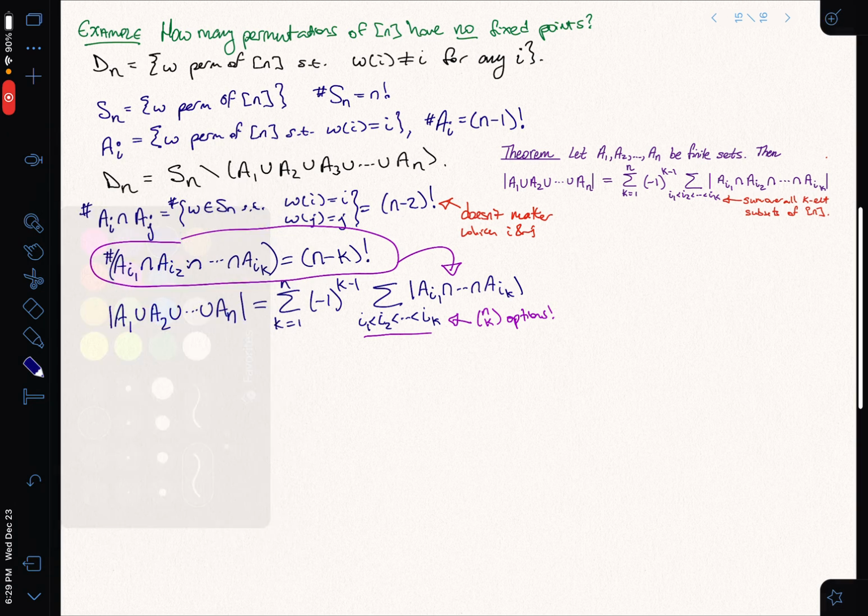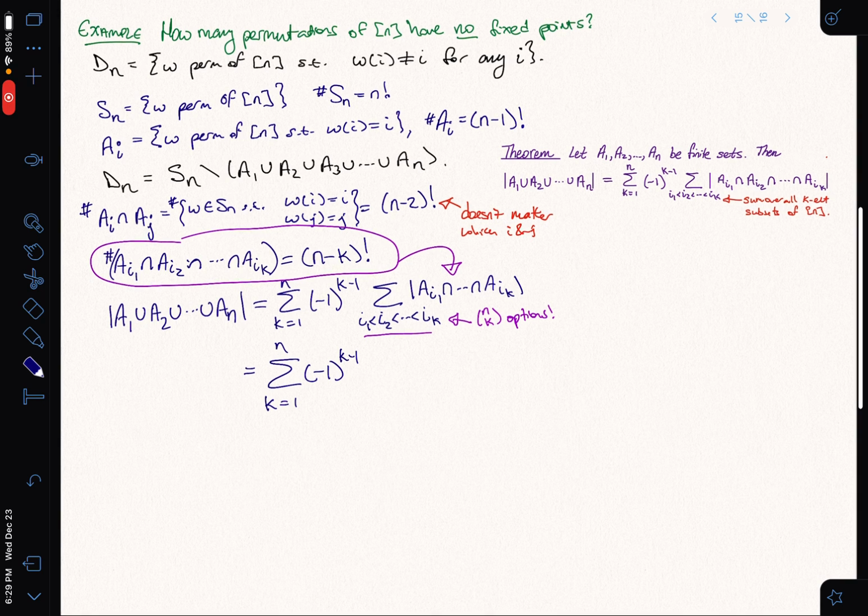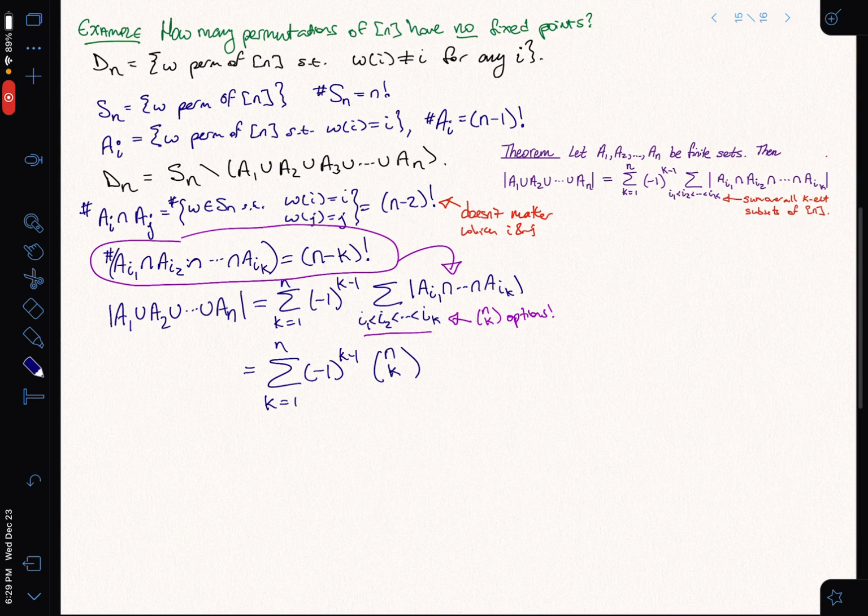Okay, so what does that give me? That means that I'm going to get the sum from k equals 1 to n of (-1)^(k-1). And then instead of the summation, I know how many terms I have. I have n choose k terms. How big is each term? Each term is (n-k) factorial. Well, keep in mind, what is n choose k? It's n factorial over k factorial times (n-k) factorial. So we can simplify this. Might as well do that. This is the sum from k equals 1 to n of (-1)^(k-1) n factorial divided by k factorial. Great.